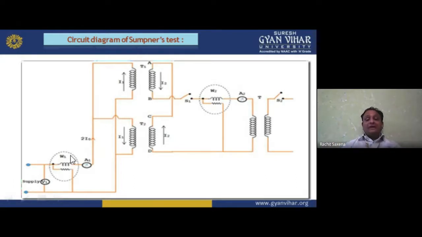So we have two wattmeters and two transformers in this connection, and we are using an ammeter on both sides to identify the current value. The supply is given by the EMF source, so that may be the supply we have. I hope you understand now.